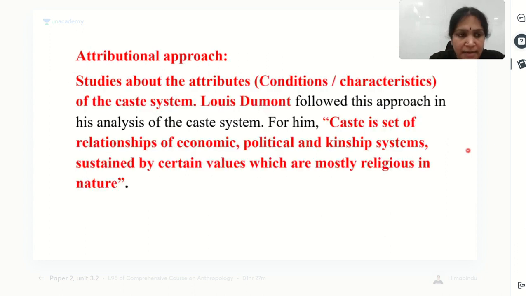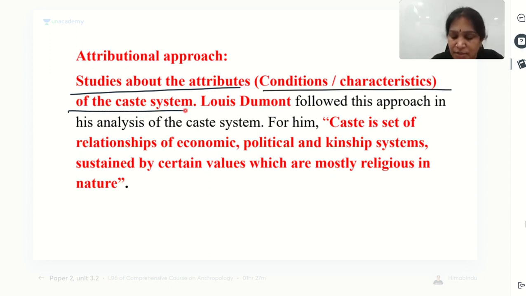Okay? Then next one, attributional approach. Okay? Now leave religion. How the religion designed the caste system, leave it. How the caste system is described in the textbooks, leave it. Observe it. Okay, we are in a society where we have caste system. Observe it. Observe the characteristics. If you study the characteristics of the caste system, studies about attributes or conditions or characteristics of the caste system, then it is known as attributional approach.